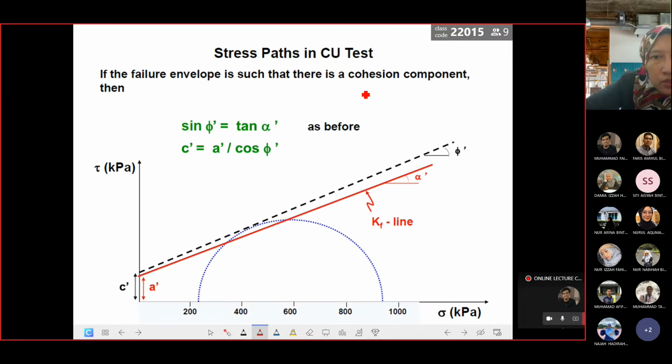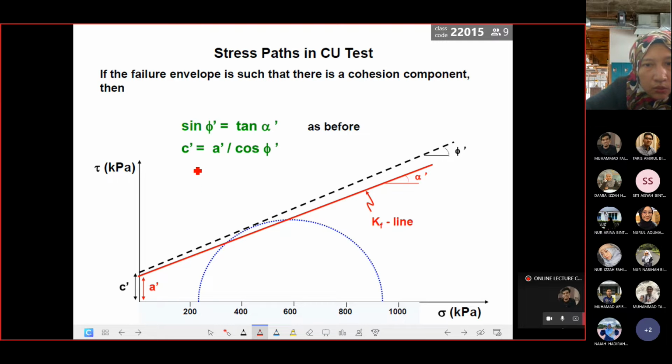Ini untuk stress path CU test. So as before, macam mana kalau this time kita ada nilai C pula. So tadi kalau you perasan C kita sama dengan kosong. So kita ada some relation antara sin phi dan juga tangent phi.